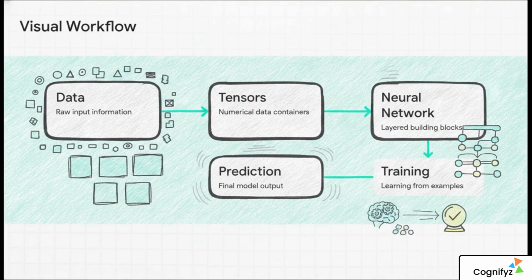Now, I want to anchor you here on this workflow for a second, because this is the fundamental journey your information takes. It all starts with raw data. That data gets packaged up into our containers, the tensors. Those tensors are then fed into the structure we build, the neural network. Then the network goes through a learning phase, which we call training, and finally, it spits out a result, which is our prediction. Literally every complex model out there boils down to this exact pathway.